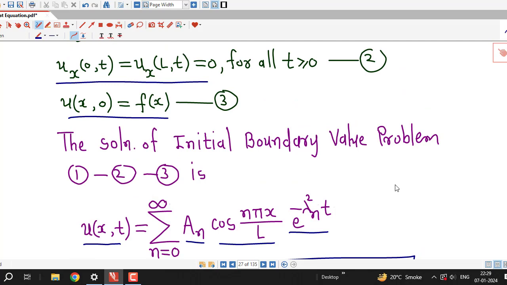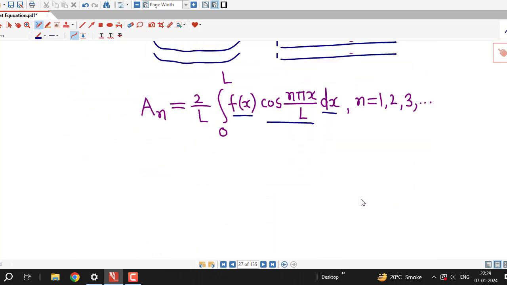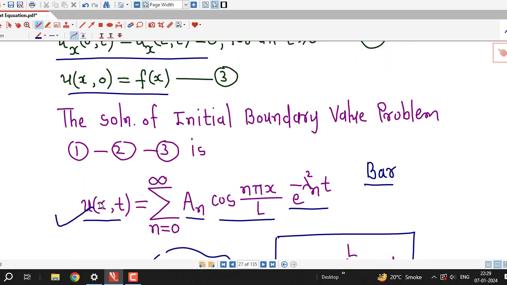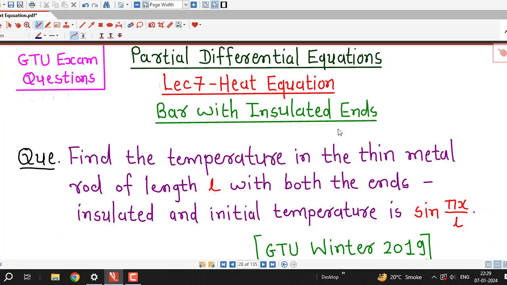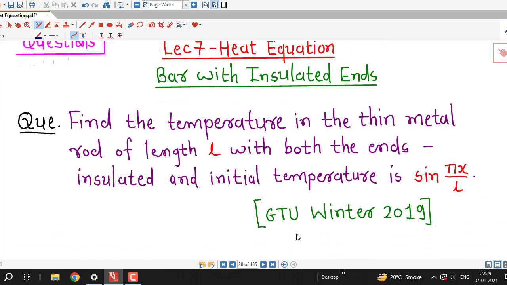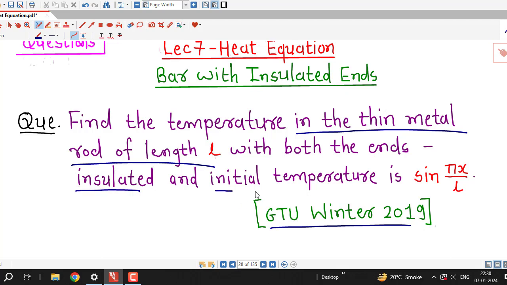And we will apply this formula if it is specified that our metal bar is such that both the ends of the bar are insulated. So here we are going to discuss one question in which we use this formula, considering the metal bar in which both the ends are insulated, and this question was asked in GTU Winter 2019 exam. Question is, find the temperature in the thin metal rod of length L with both the ends insulated and initial temperature is sin pi x divided by L.